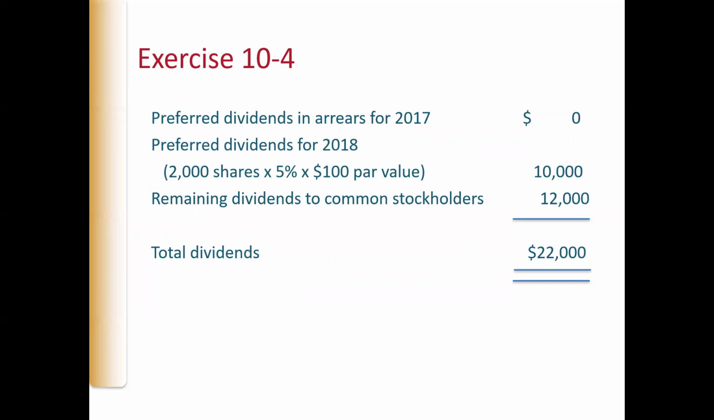For non-cumulative preferred stock, 2017 is gone. It's just a done deal. There is nothing else that the shareholders will be able to get if it is non-cumulative. So they will get dividends for 2018, but the remaining will then pass to the common shareholders, who will be able to distribute 12,000 amongst themselves. Okay, does that make sense?